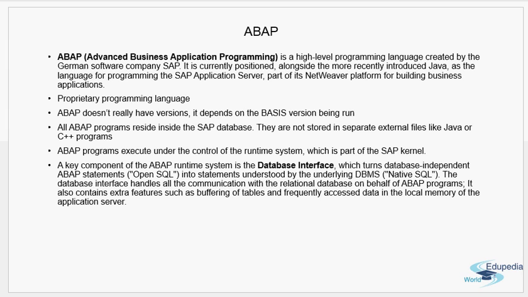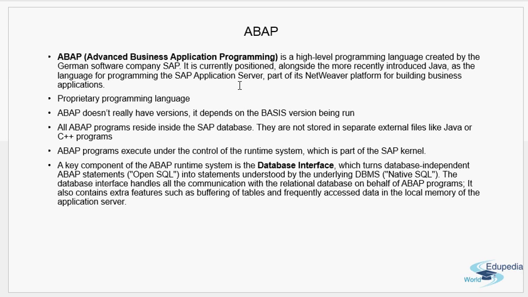What is ABAP? ABAP stands for Advanced Business Application Programming. This is a high-level programming language created by the German software company SAP. It is currently positioned along with the more recently introduced Java as the language for programming the SAP application server, part of its NetWeaver platform for building business applications. So ABAP is the language developed by SAP.